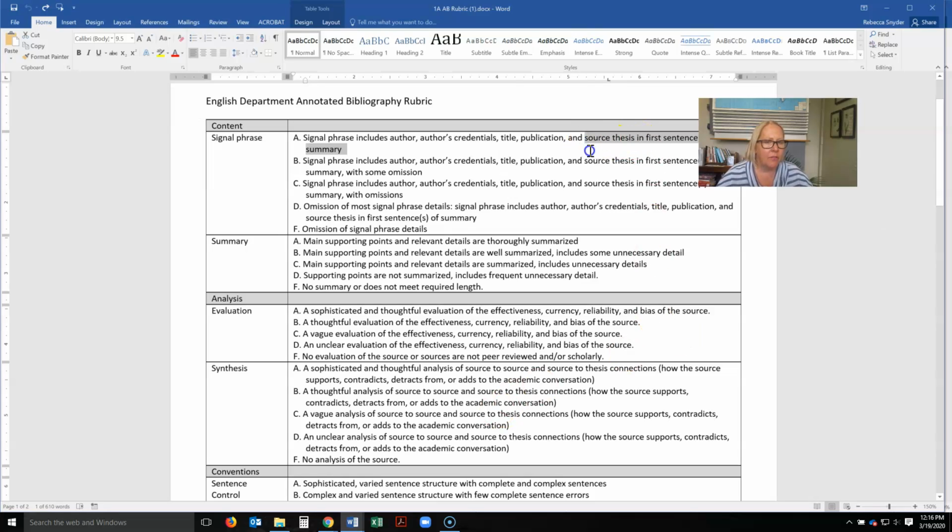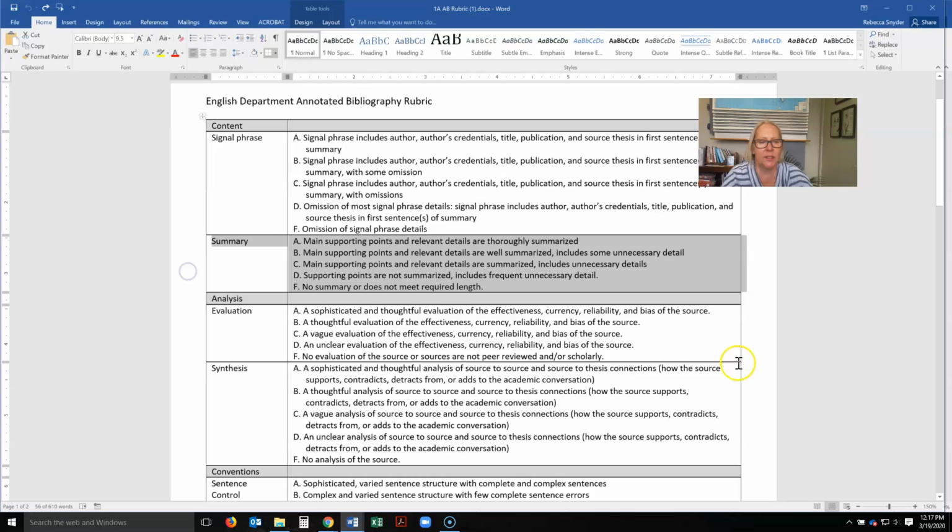The second half of this is not the who, the what. That is, what is this about? The one sentence summary. Now, on this rubric, it says in the first sentence. I don't require that. I think that's kind of dictating how a person writes their sentences, so don't worry about the first sentence part, but you have to have a one sentence summary of the main point of the article.